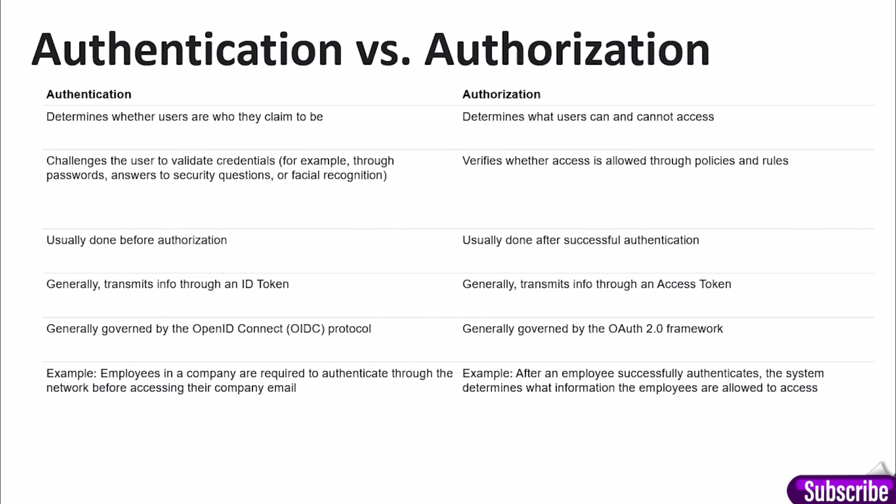An example of authentication is that employees in a company are required to be authenticated through the network before accessing their company email. And an example of authorization is that after an employee is successfully authenticated, the system determines what information the employee is allowed to access.